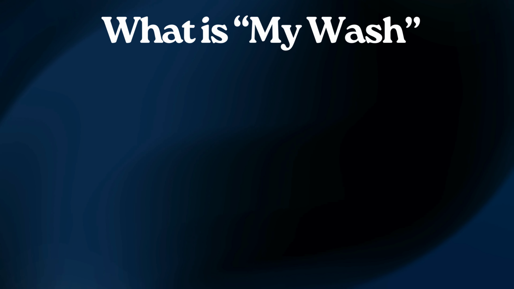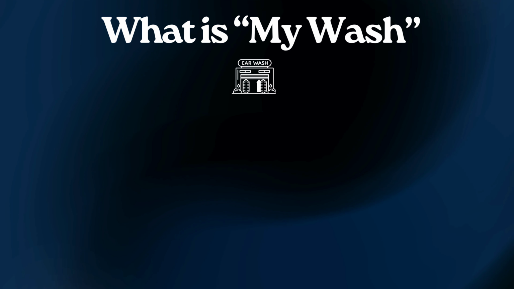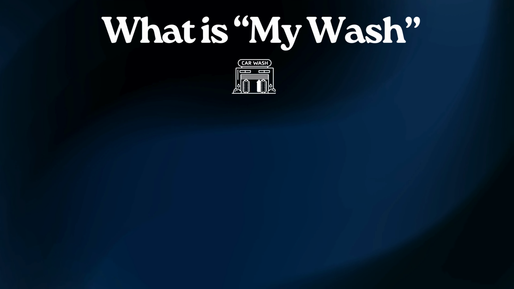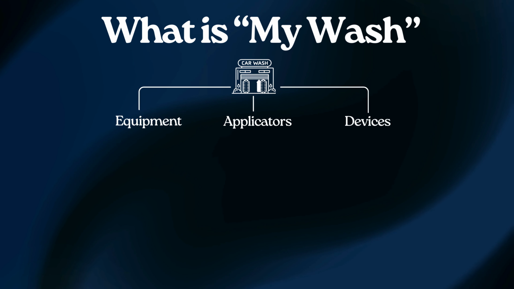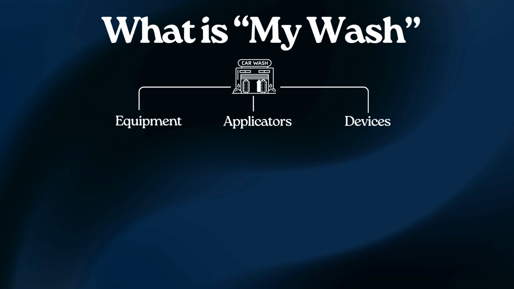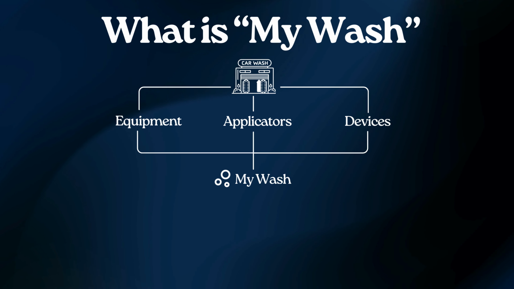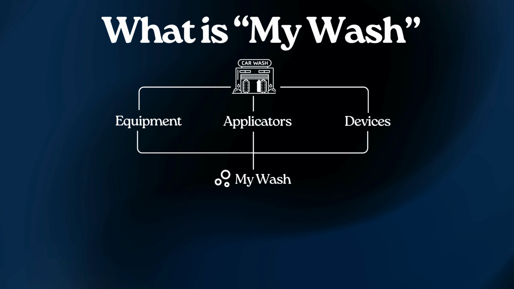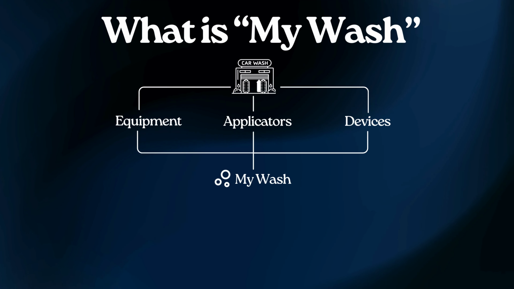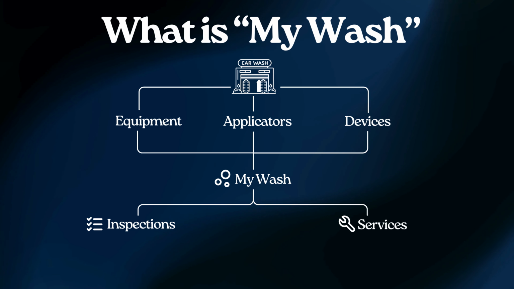What is My Wash? My Wash is used to map out your car wash inside WashUp. It acts as an equipment library that stores information about your location's unique equipment, applicators, and devices. So everything in WashUp feels familiar, functional, and tailored to how your team already operates. My Wash powers two core features inside of WashUp: inspections and services.